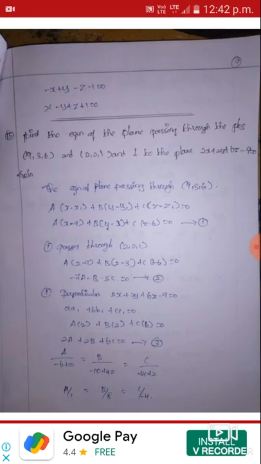Find the equation of the plane passing through the points (9, 3, 6) and (2, 2, 1) and perpendicular to the plane. The equation of the plane passing through (9, 3, 6) means we have to take the formula, that is a(x - x1) + b(y - y1) + c(z - z1).